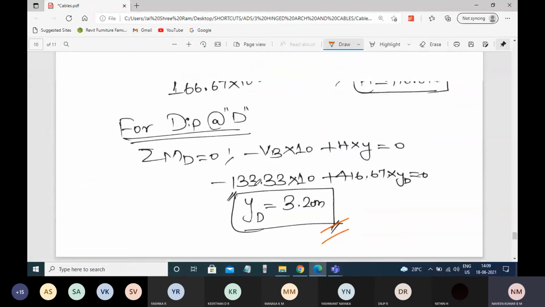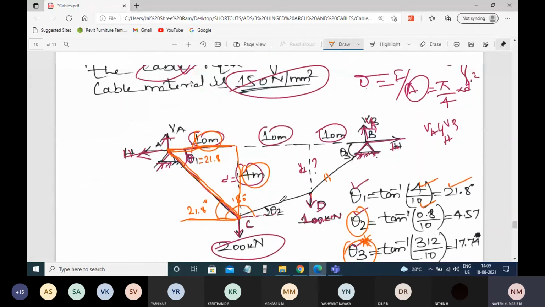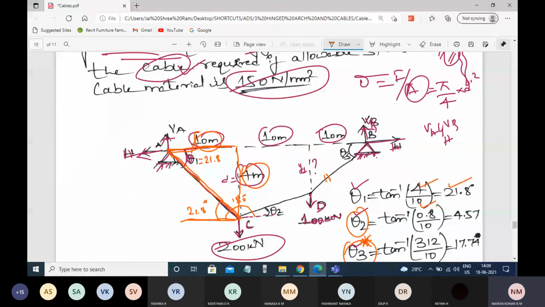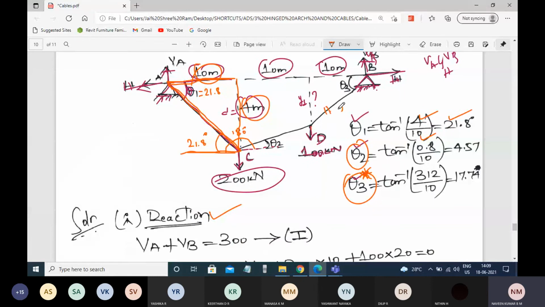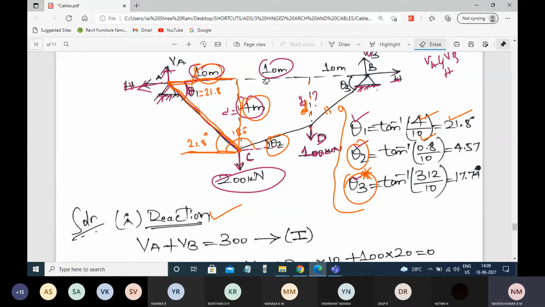There you are going to get this YD. So once you get YD, you can happily find theta2 and theta3. Theta1 can be found easily, but for theta2 and theta3 you require this dimension, right? Once you get this dimension, you can easily find theta2 as well as theta3. So let me discuss reactions, then we'll come back to find theta1 as well as theta2.